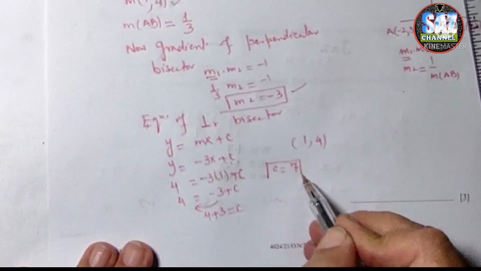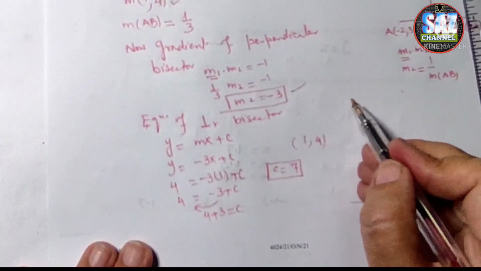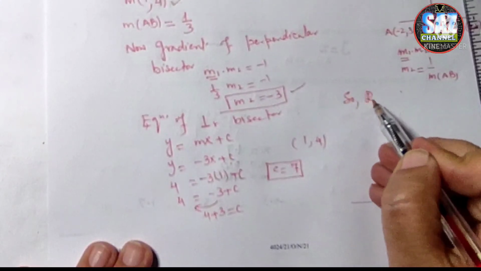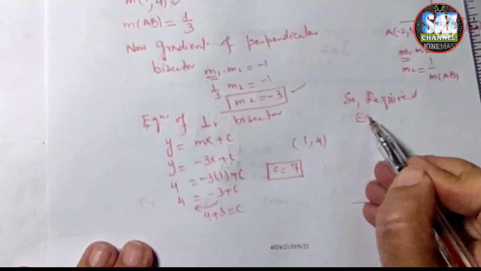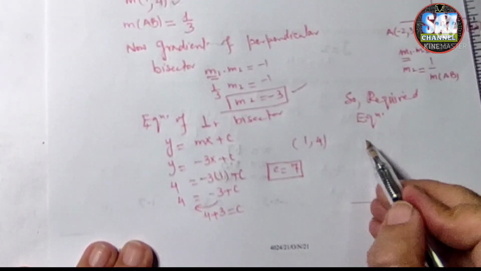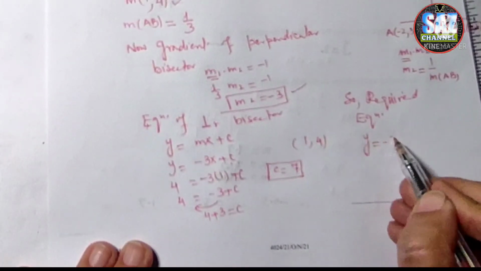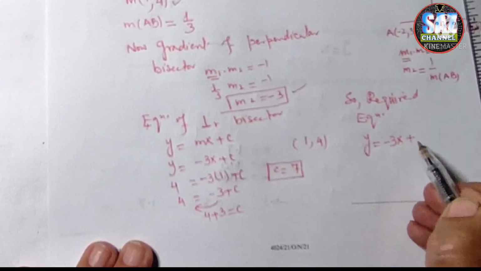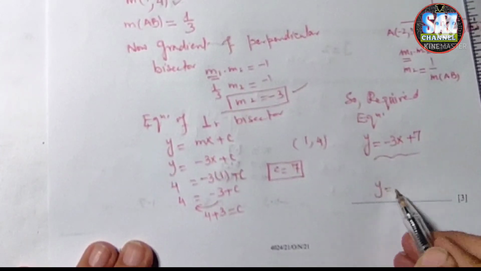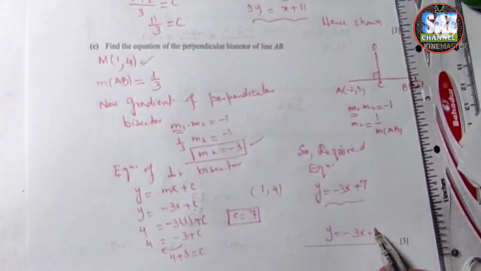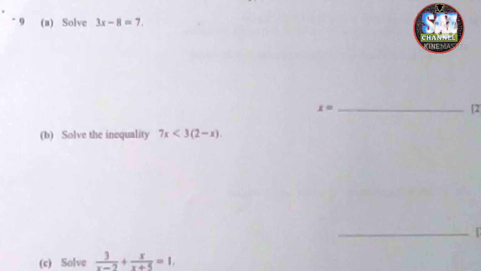Now we have the gradient with us, we have c with us. So the required equation will be y equals -3x plus 7. Really easy and interesting question. Okay, and moving to the next question.